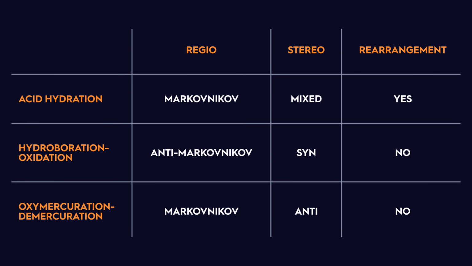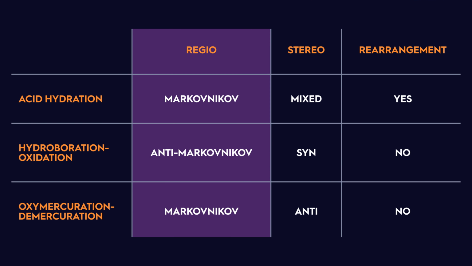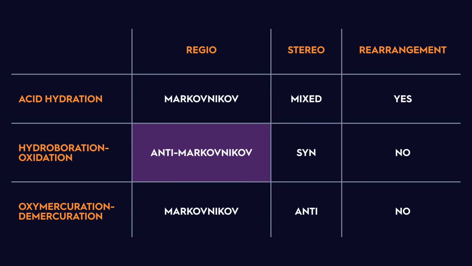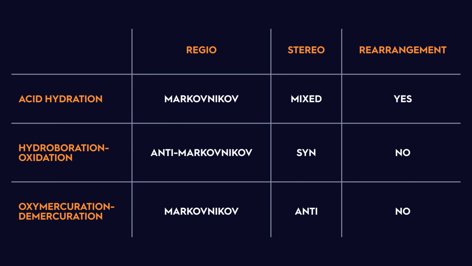Let's compare the three. Based on regiochemistry, acid hydration and oxymercuration give Markovnikov, while hydroboration gives anti-Markovnikov. Looking at stereochemistry, acid is variable. Oxymercuration delivers anti-placement without the rearrangement risk, while hydroboration is syn.